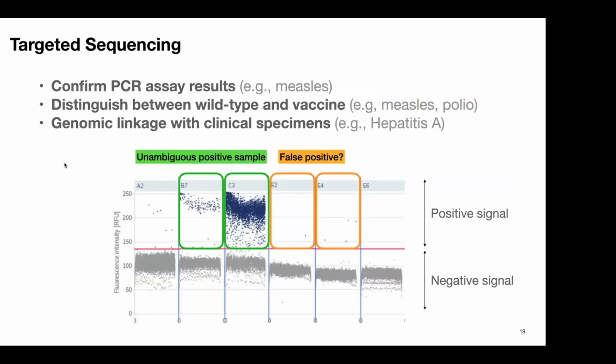Targeted sequencing also allows to confirm PCR assay results. And a recent example for us is measles. So I put some examples here of typical dPCR assays. You have the positive signal on the top and the negative signal on the bottom. When you have a lot of positive signal, it's pretty unambiguous that that sample is positive. That's not measles here, don't worry, it's just an example, but if we had that, it's unambiguous. For sure, we have in that context measles in the sample.